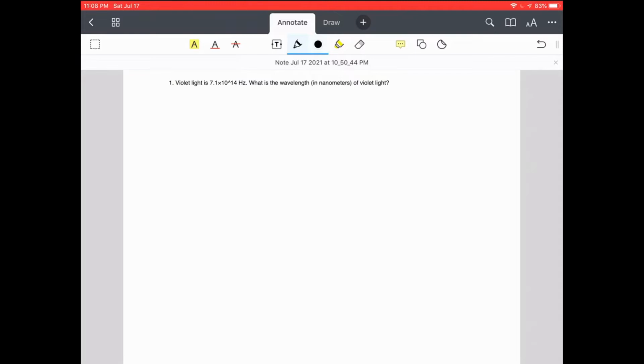Violet light is 7.1 times 10 to the 14 hertz. What is the wavelength in nanometers of violet light? So I find that the best way to get better at chemistry is to do problems by yourself and then look at a solution. So what I recommend that you do is take a few seconds to work through this problem on your own. So pause the video and then come back and we can work through it together.